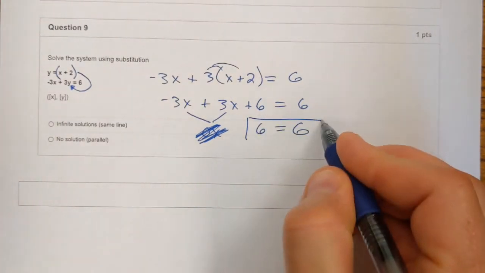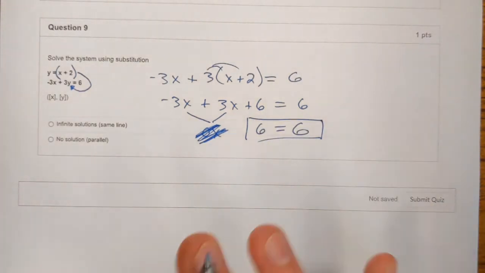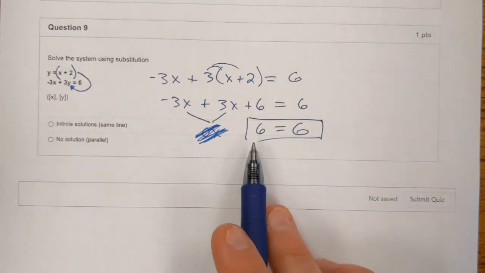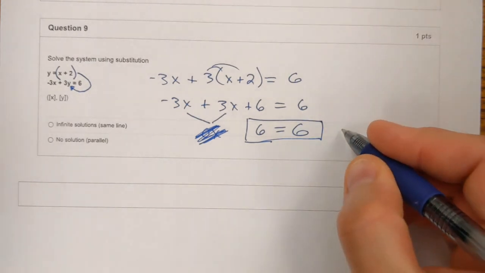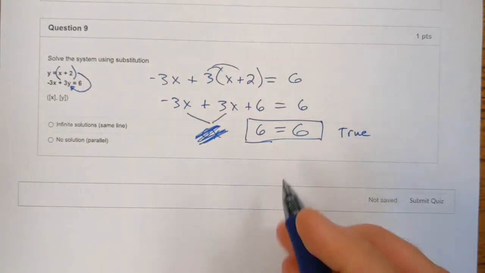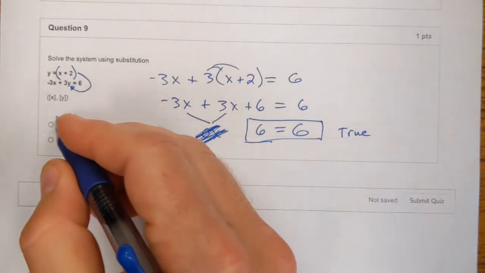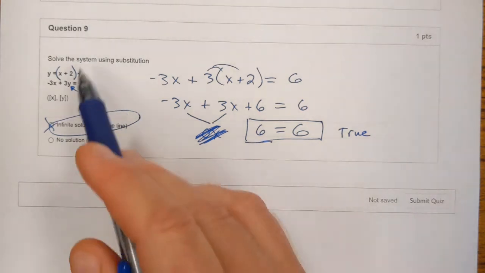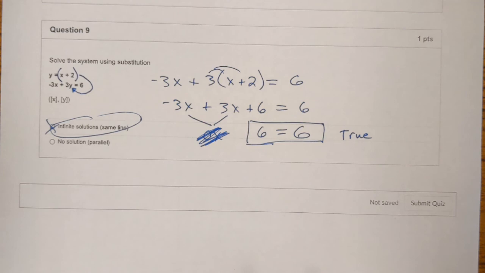In this particular case, if you ever do the substitution method and both of your variables cancel out, your y vanishes and your x's cancel out, you look at what you're left with and you have to decide if this is a true statement or a false statement. Here, 6 equals 6. This is a true statement. So we're going to say infinite solutions. These two lines are identical and they have an infinite number of solutions.